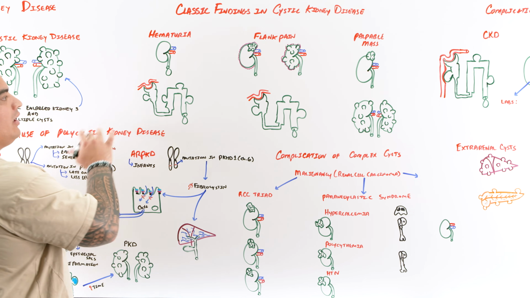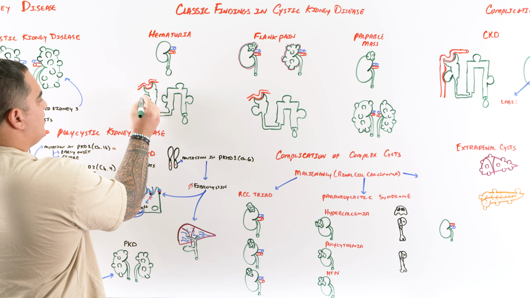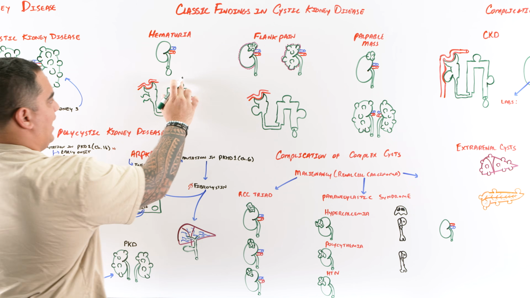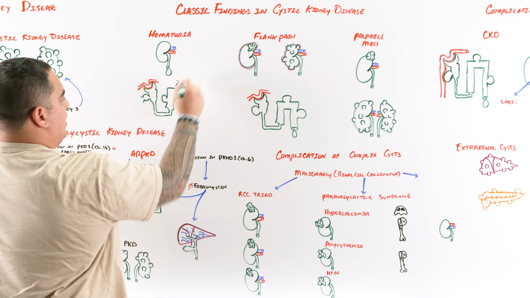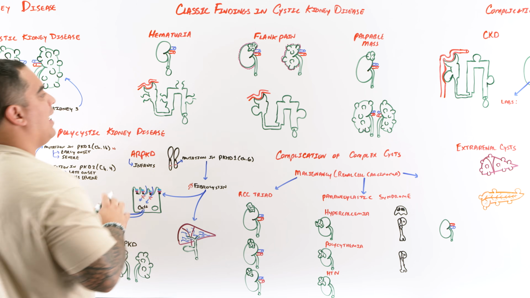The hematuria could be for a couple different reasons. I'd say one reason is that the cyst ruptures. And when the cyst ruptures, let's say any of these cysts begin to rupture, that can cause bleeding from nearby blood vessels.